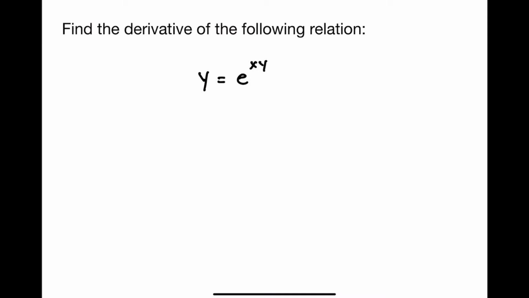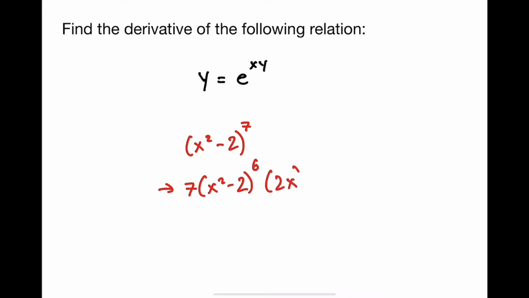Now, implicit differentiation is really just an application of the chain rule, which says that if you take the derivative of a function of x, and there's sort of one function within another one. So I'll give an example here. Let's say we have something like (x squared minus 2) to the power of 7, the derivative of that is going to be 7(x squared minus 2) to the 6 times 2x.